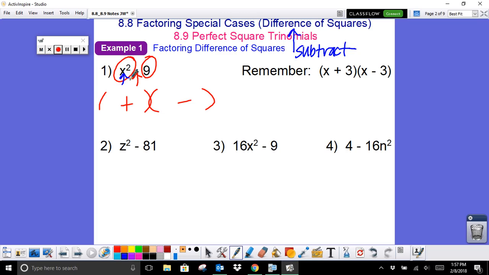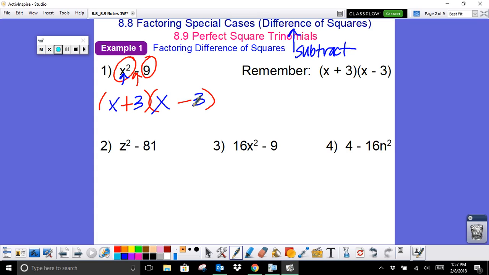Looking at the x squared, how was x squared made? What times itself got me x squared? X times x. That got me x squared. So I'm going to put an x at the beginning of both of those groups. Now I'm going to look at the 9. What times itself gets me 9? 3. So we have x plus 3, x minus 3.